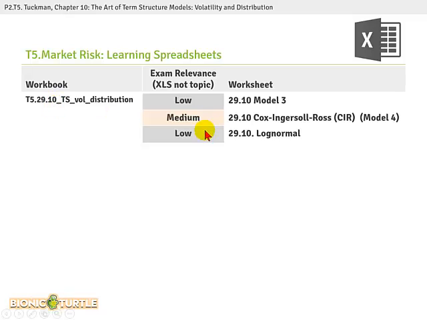The workbook contains 3 worksheets because there's 3 models that are reviewed. However, only the Cox-Ingersoll-Ross is tagged as medium above the others because this is arguably the most useful or popular of the models discussed. It's also called Model 4 in the Tuckman reading.